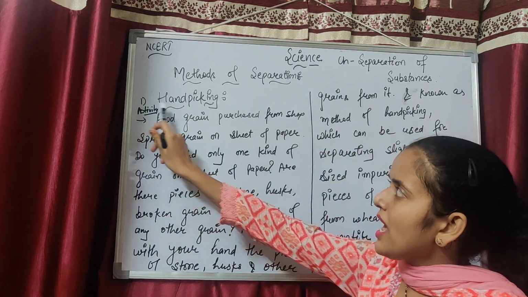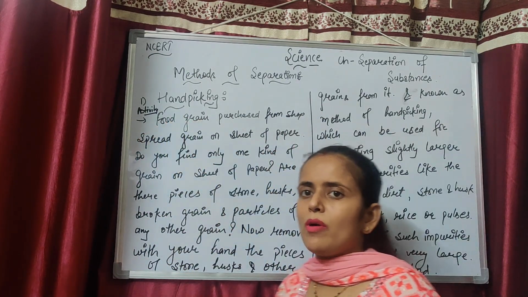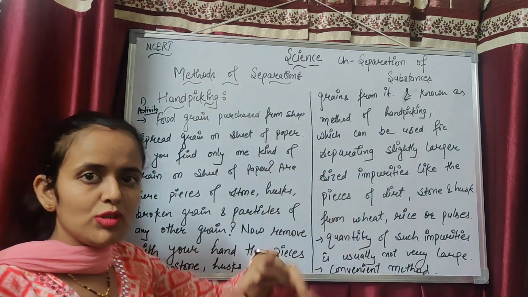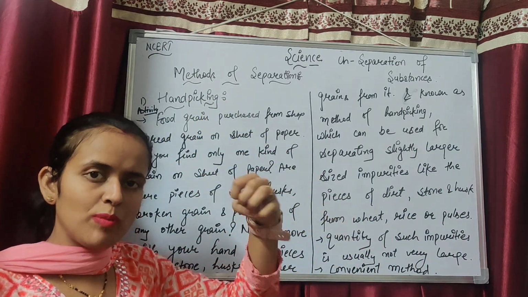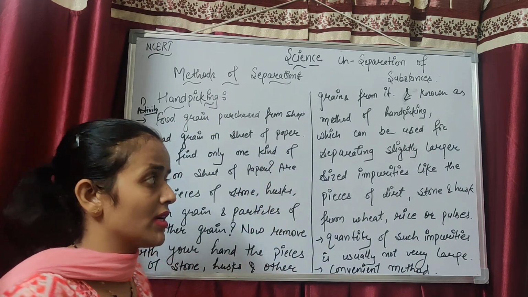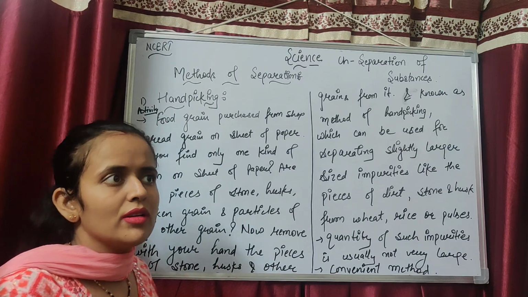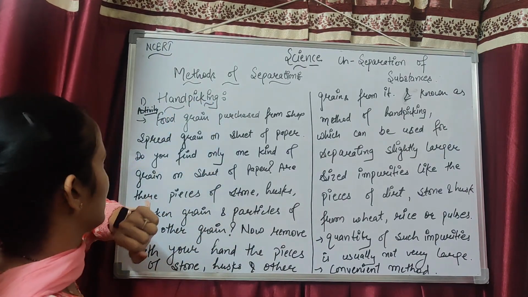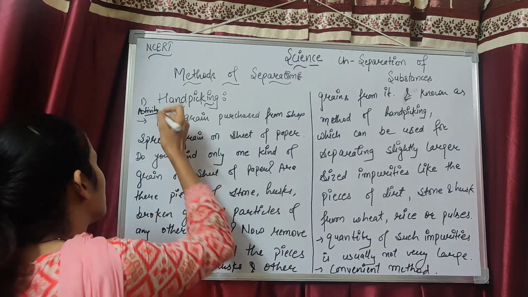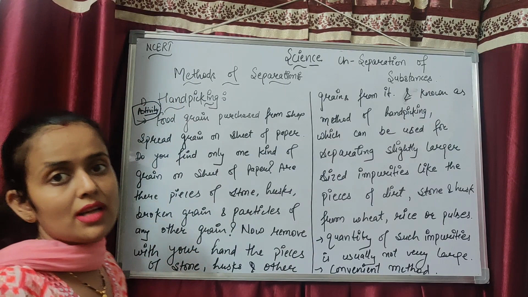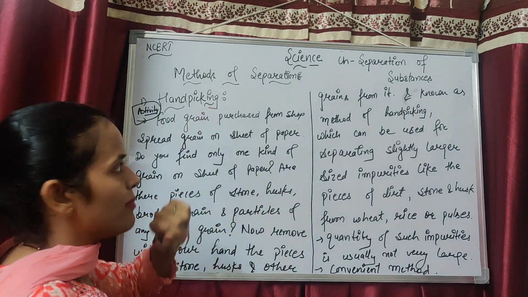So first is hand picking. What do you know about hand picking? Hand picking means by using your hand we pick some things, like when we have mixed 4 to 5 kinds of material, or you can say grains. Let me perform an activity to understand the concept of hand picking. I am writing one activity here.